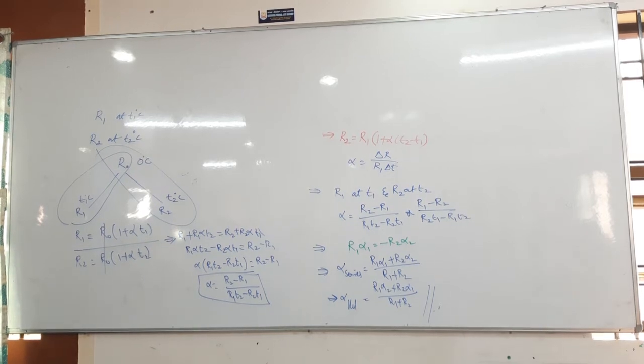A silver wire has a resistance of 2.1 ohms at 27.5 degrees Celsius and 2.7 ohms at 100 degrees Celsius. Then determine the temperature coefficient of resistivity. One more problem you write.